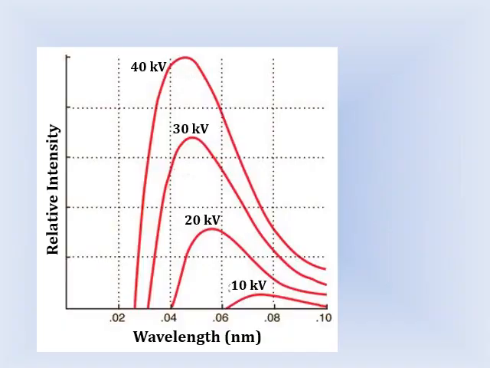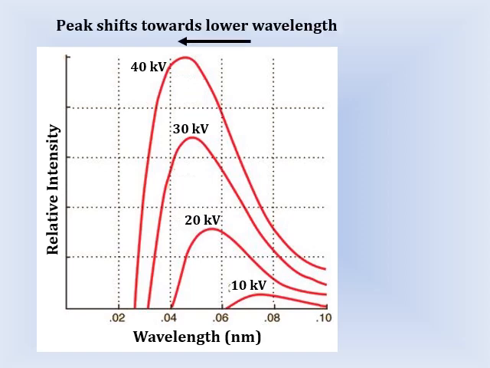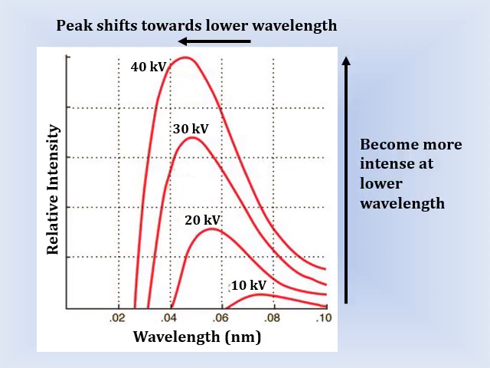If the graph of continuous X-ray radiation is studied by varying the energy of the bombarding electrons, it is observed that as the energy of the bombarding electrons is increased, the peak of continuous X-ray shifts towards the lower wavelength, and the relative intensity goes on increasing with the energy of the bombarding electrons.